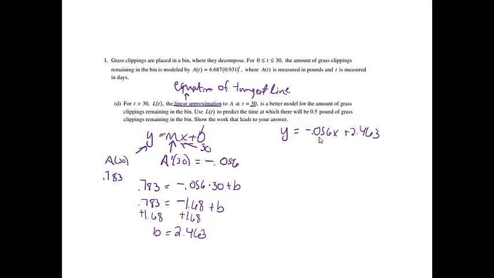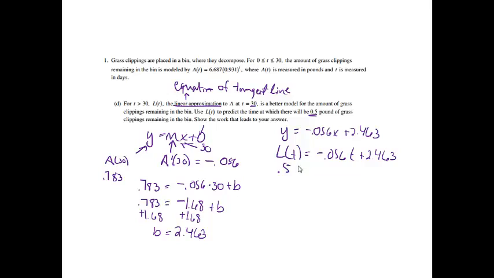But we're not dealing with y's and x's, we're dealing with L and t, so I am going to change that. So I'll get L of t equals negative 0.056t plus 2.463. Okay, so it says to use that tangent line. So I found the tangent line. Now use it to predict when there will be 0.5 pounds of grass in the bin. So L of t would be how much grass is in the bin.